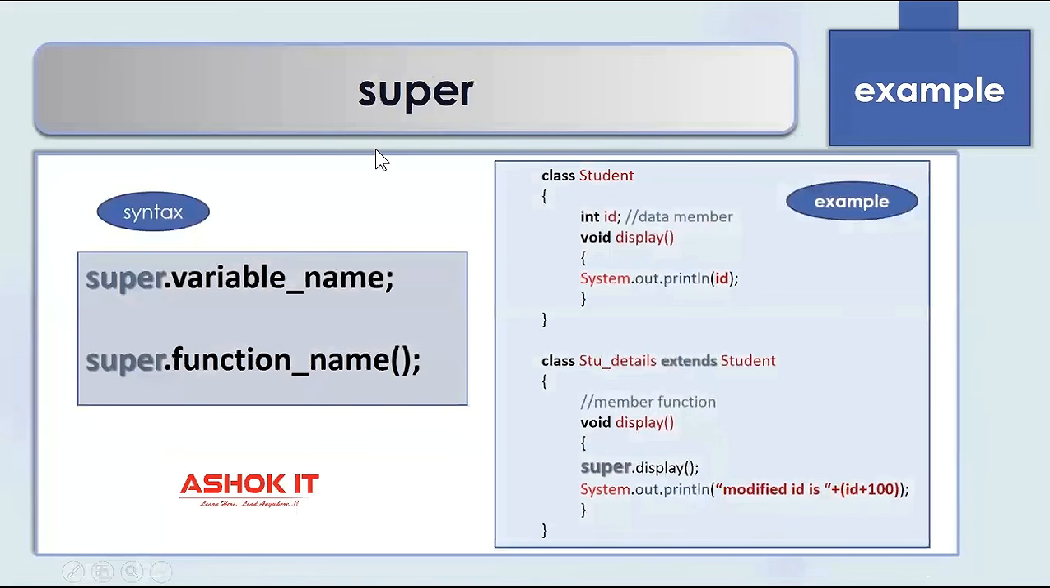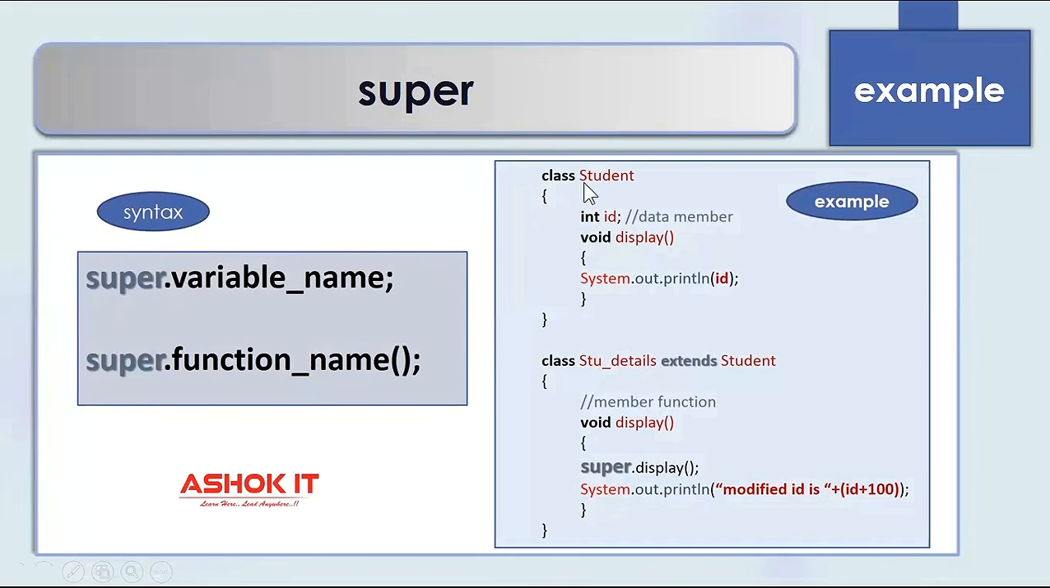Similarly, super keyword is used in the child classes to refer to parent class. So super refers to parent class. We also call parent class as super class. So super keyword when we write within the child class, it refers to the parent class member.